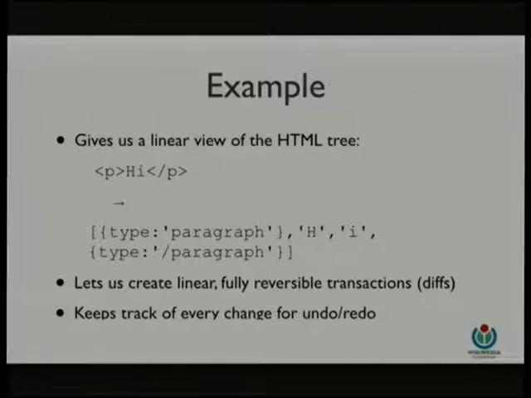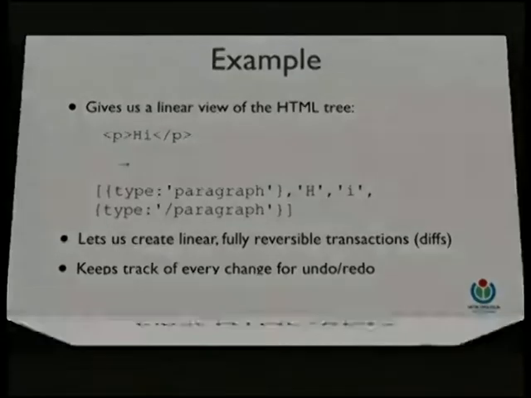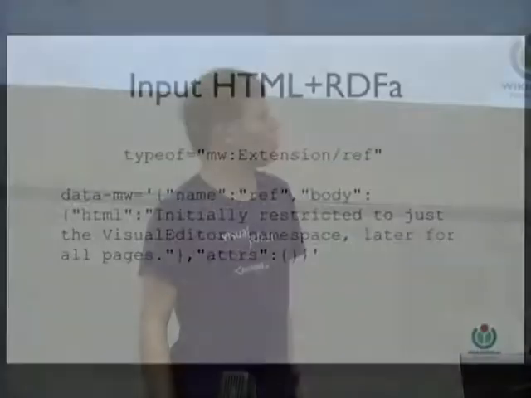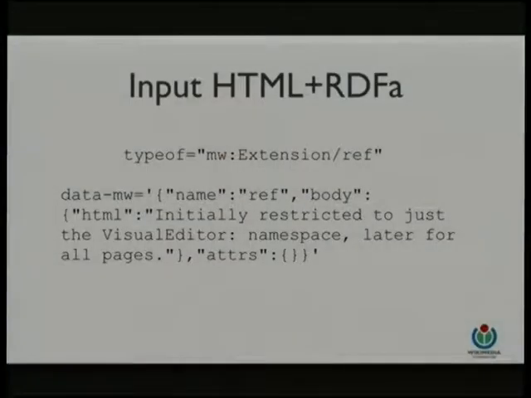So when we deal with input, next slide, James mentioned we take HTML annotated with RDFa. Our use of RDFa is actually very lightweight. We only use it for types. So you might have a definition for, in MediaWiki, a thing called a reference. And the definition will say, I am looking for something that has a type MW extension ref. And so we look for nodes that have typeof set to that. And we don't really care about anything else.